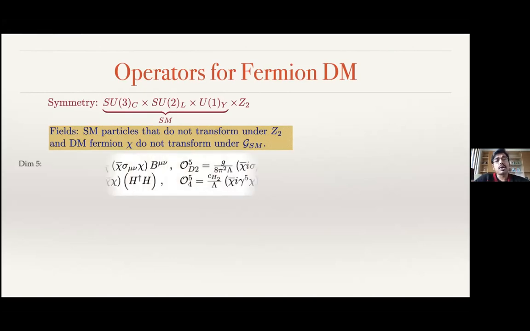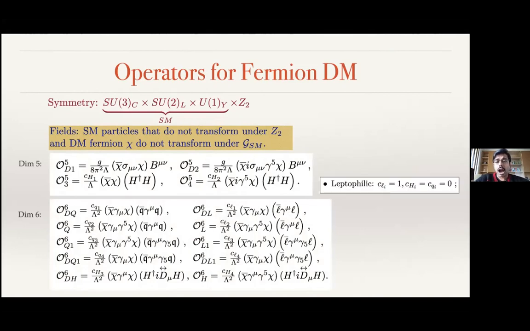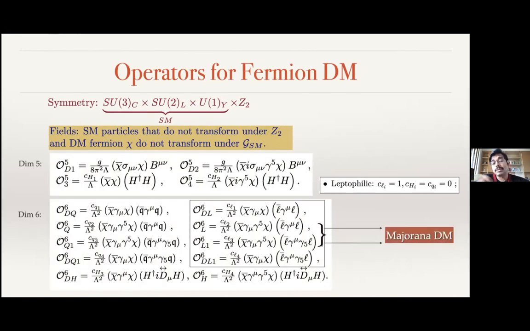Then you want to write all the possible interactions, like in dimension 5, these are the operators. In dimension 6, these are the operators. Now, out of this, we choose those which are leptophilic operators. We are calling leptophilic the cases where you do not have any Higgs portal or Higgs interaction or the interaction with the standard model quarks. It only has the interaction with the standard model leptons. So this is the subset which you choose out of that. And out of this, actually, there are only two operators which prevail if you assume the dark matter to be a Majorana fermion. Okay.